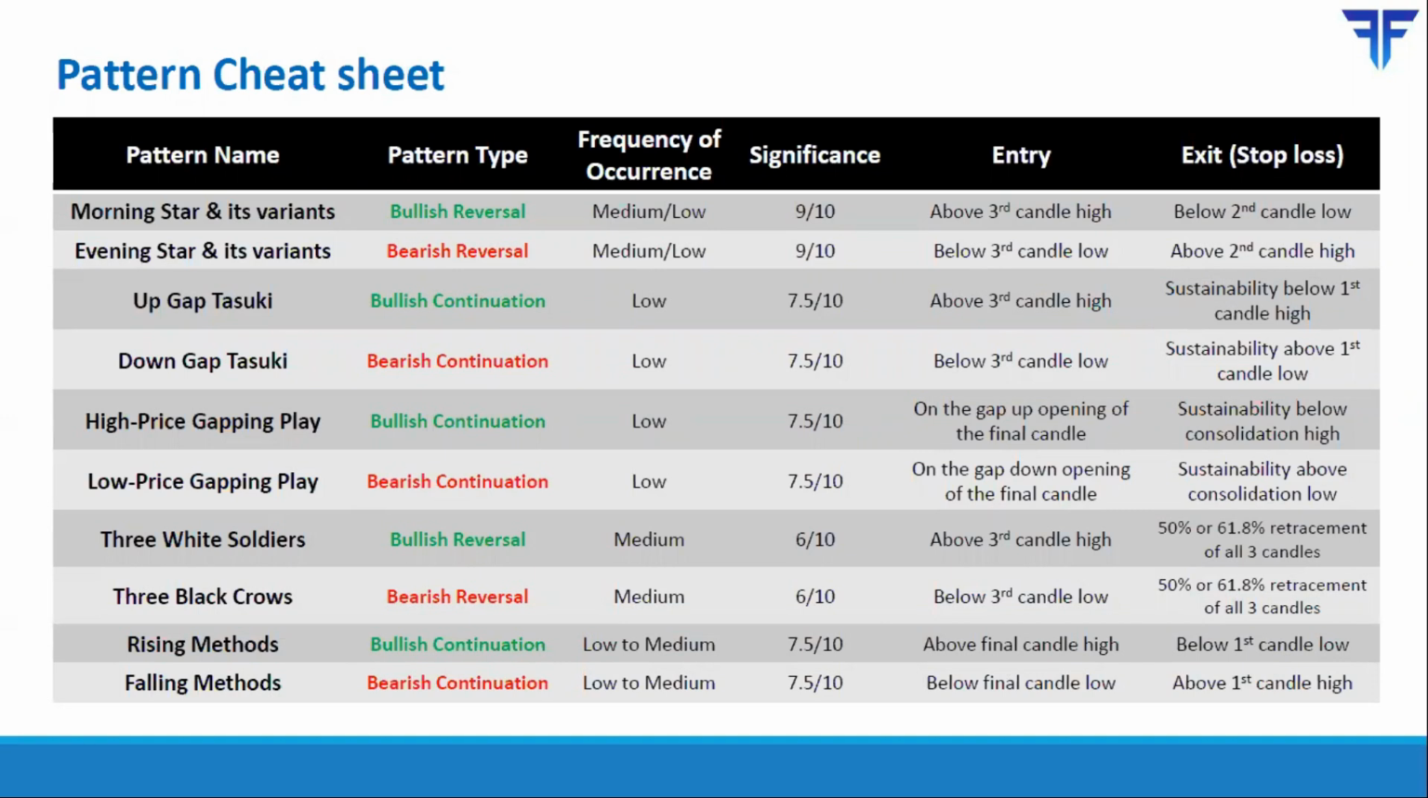Similar to the upward and downward gapping Tesuki is the high price and low price gapping play. Again, high price gapping play is a bullish continuation pattern, whereas low price gapping play is a bearish continuation pattern. Again, these are very rare patterns, that is, they don't tend to appear so frequently, but whenever they do appear, they tend to work out very well.